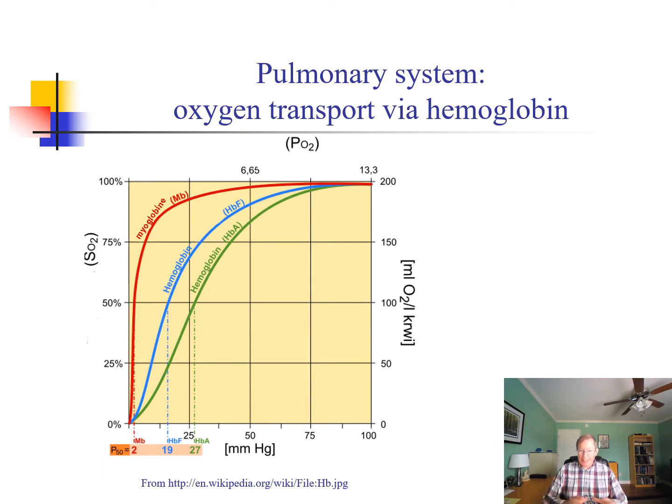If I look at the details of this, if I look at this oxygen saturation curve here, the saturation going from 0 to 100% as a function of the partial pressure of oxygen, you can see that at 100 millimeters of mercury of oxygen, the green hemoglobin A curve is effectively 100%, which means that it's saturated. There are 4 molecular oxygens on that molecule of hemoglobin.